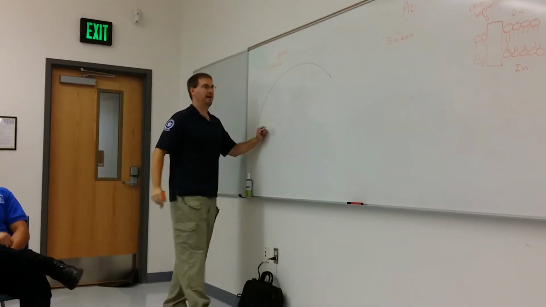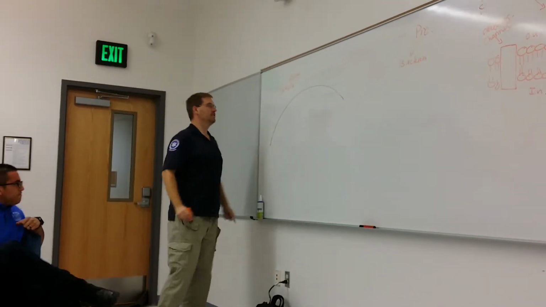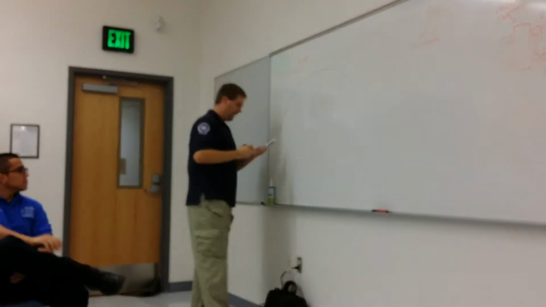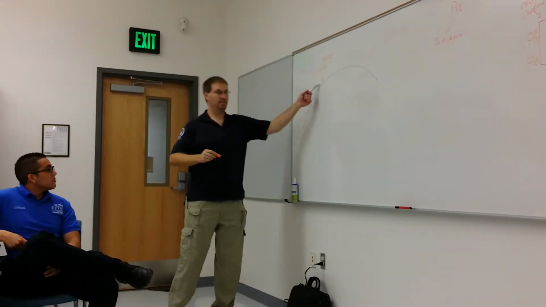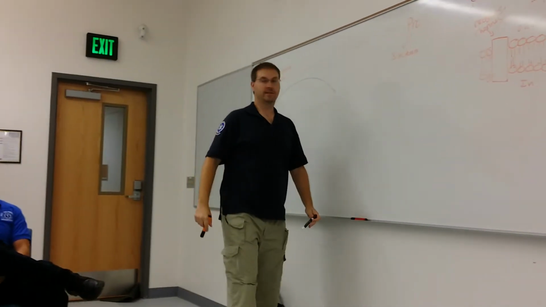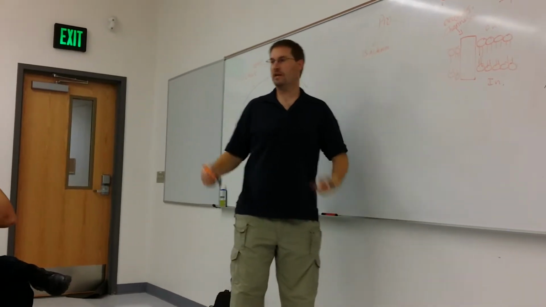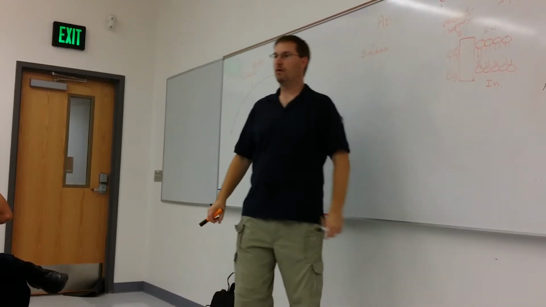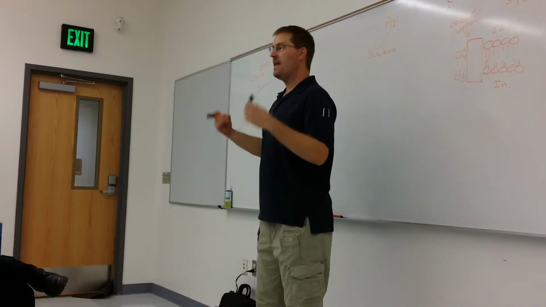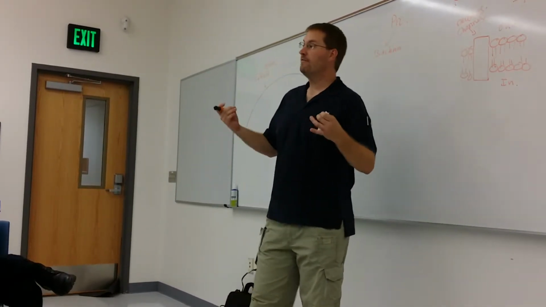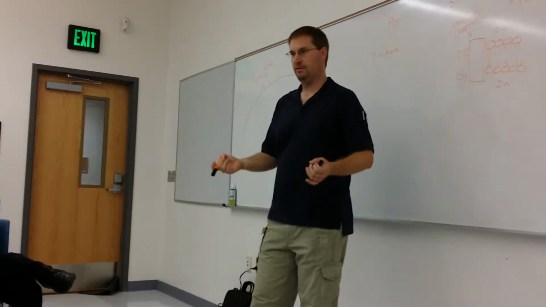Glucose. Everybody's cool with that? Can glucose get through the cell membrane? No, it's a large molecule. So the glucose has to go through a receptor or a channel, and it has to do something known as facilitated diffusion.